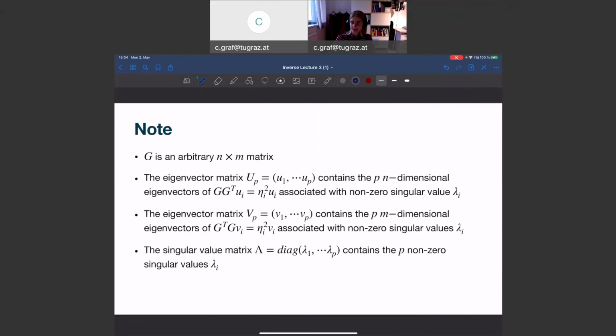So that's it for today. Next time on Wednesday, we will discuss actually how to perform the singular value decomposition. And we will stick a bit further to the non-square but linear inverse problems, and we will find a few additional methods of solving them.